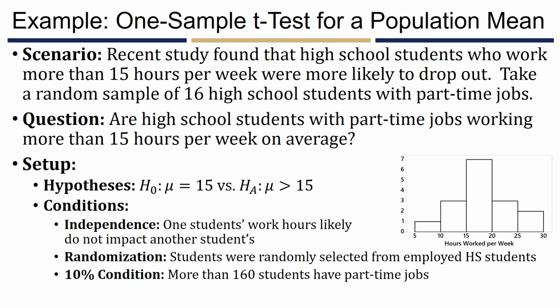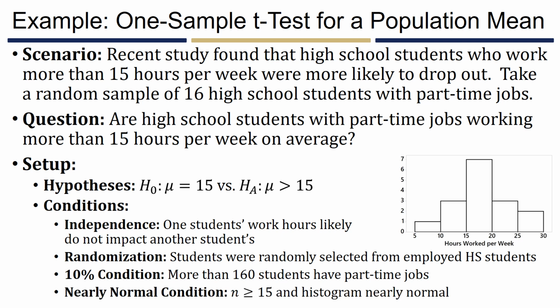And looking at the histogram of our results over on the right, what we see is that the histogram is pretty close to being normal. The peak in the center is a little bit taller than we would typically expect, but it's unimodal, it's very close to being symmetric. Moreover, we also have more than 15 observations. So the nearly normal condition is satisfied because the histogram is approximately normal, and our sample size is greater than 15. We actually satisfy the nearly normal condition in two different ways here.